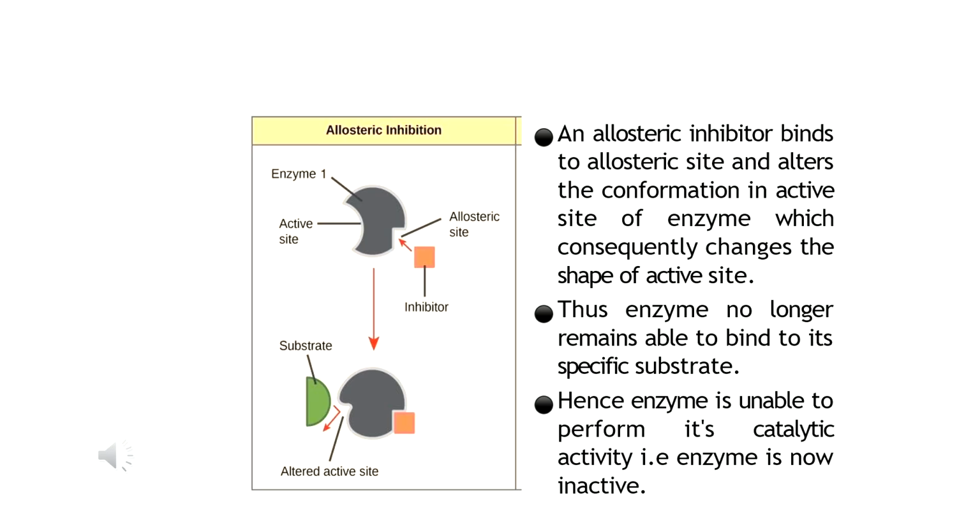So this is a diagram of allosteric inhibition. In allosteric inhibition, the inhibitor binds to the allosteric site and alters the conformation of the enzyme, which consequently changes the shape of the active site. Thus the enzyme no longer remains able to bind to its specific substrate. Hence the enzyme is unable to perform its catalytic activity, that is, the enzyme is now inactive.